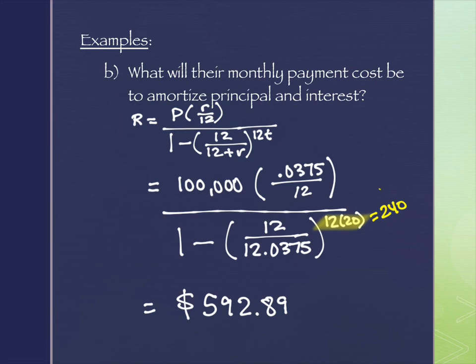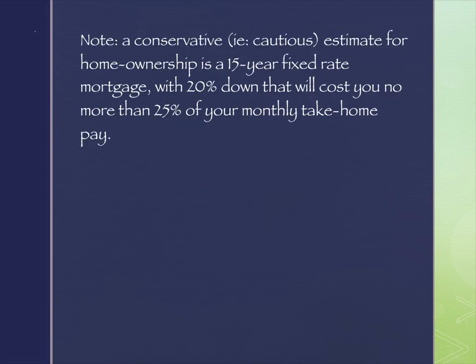Okay? All right. It's worth noting that conservative does not mean liberal versus conservative here. Conservative, that this is actually talking about, is the word cautious. Okay? A cautious estimate for home ownership is to do a 15-year fixed rate mortgage with 20% down payment that will cost you no more than 25% of your monthly take-home pay. This is what would be considered a conservative estimate, right? Something that's going to keep you safe, not make you lose the house or go bankrupt.